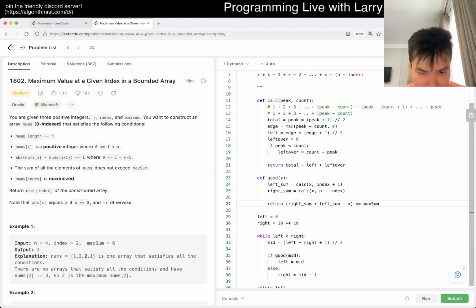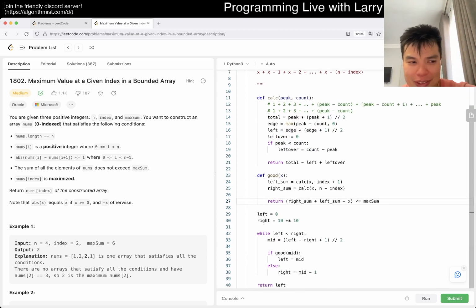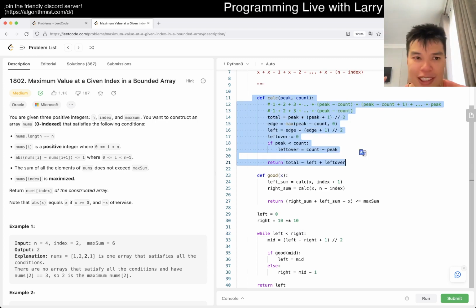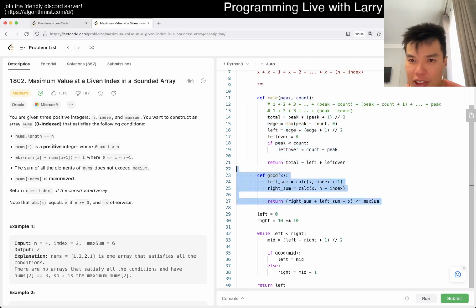Sorry, I'm having some allergy issue right now, but yeah, this is binary search. It's O of log of the range of the numbers. This is linear. Oh no, sorry, this is constant and this is constant. So everything is constant except for the binary search.